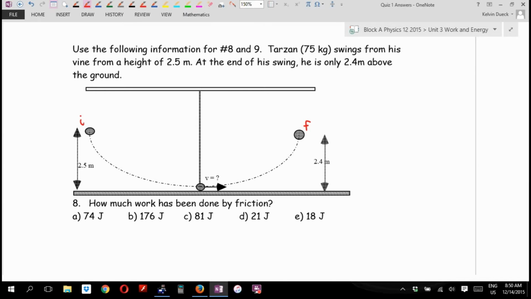Now, the law of conservation of energy is not on your formula sheet. I was working with somebody. Let me do that, by the way. It's going to melt everything.